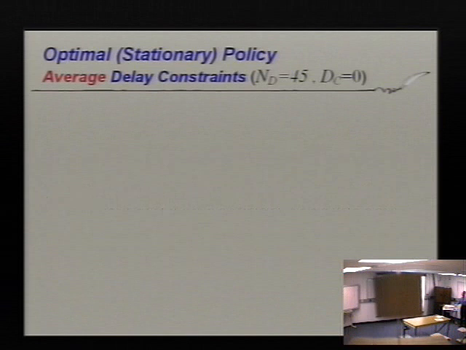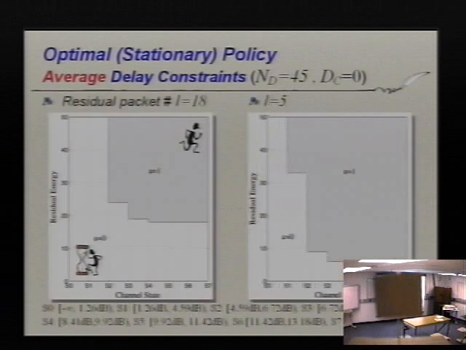So these two figures show two slices of the optimal transmission policy when the residual packet numbers are 18 and 5 respectively. Here the x-axis is the channel state and S7 is the strongest state, and the y-axis is the residual energy level. The shaded regions signify action 1, which means we choose to transmit one packet in this slot. And the white regions represent action 0, which means we choose to wait.